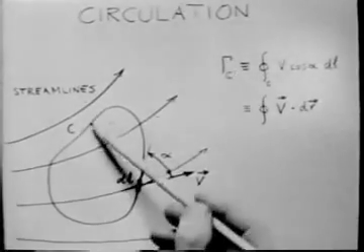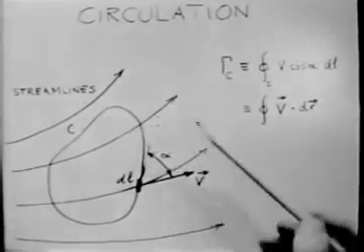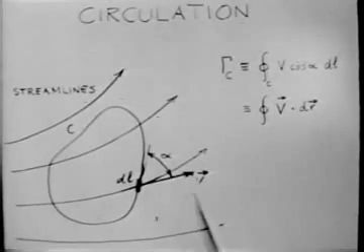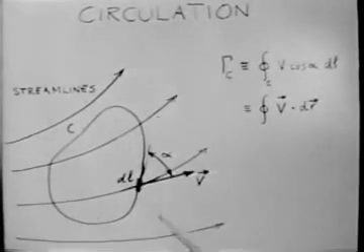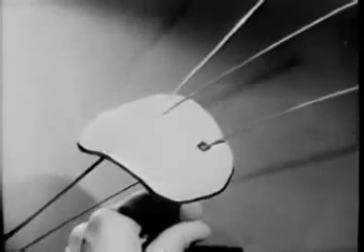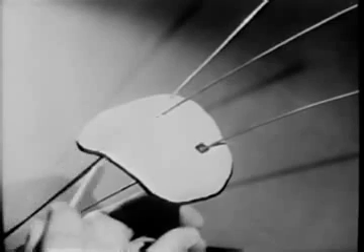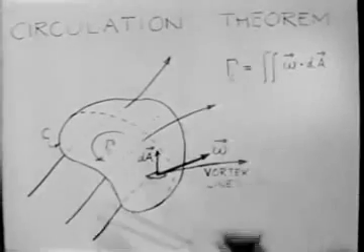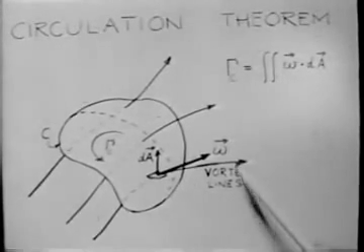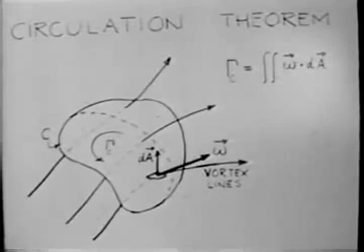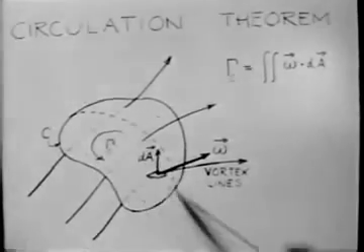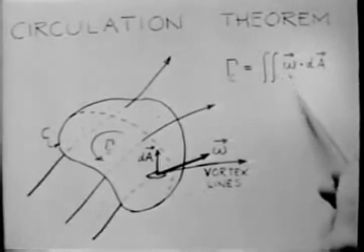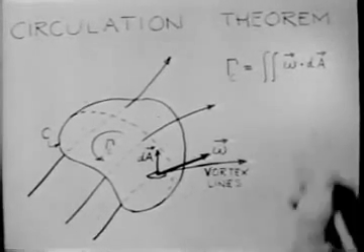Now we come to a new idea, the circulation. Remember that the circulation gamma around any closed curve C is defined as the line integral of the velocity v around the curve. Now the circulation theorem relates the circulation around any closed curve C to the vorticity passing through any area bounded by C. Specifically, the circulation gamma around C is equal to the flux of the vorticity vector omega through the area bounded by C.